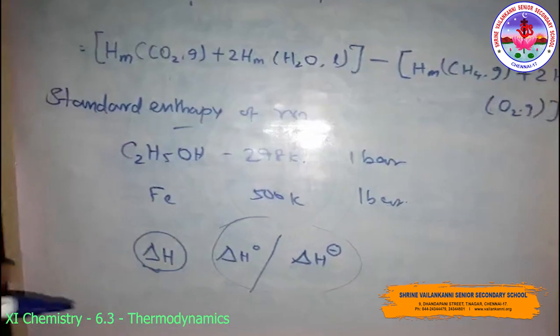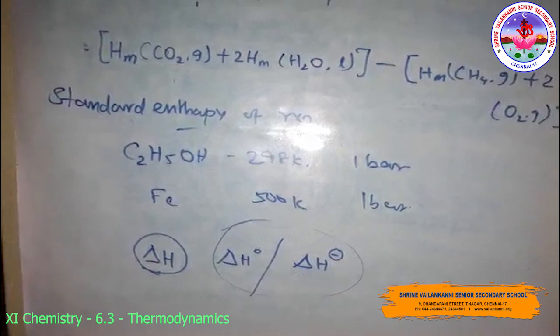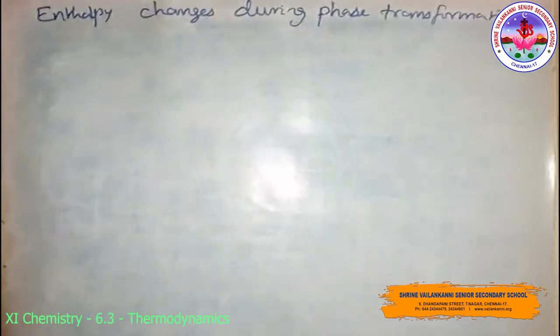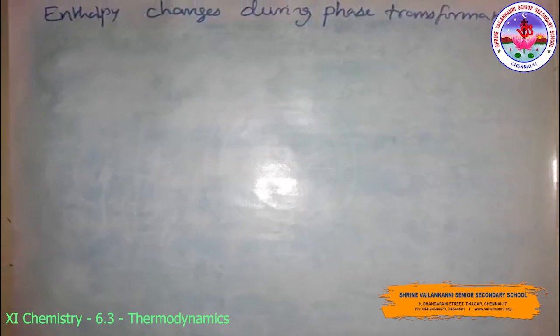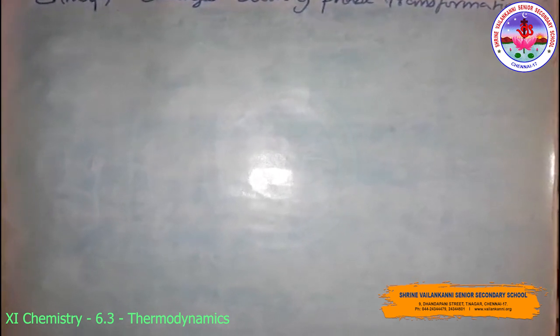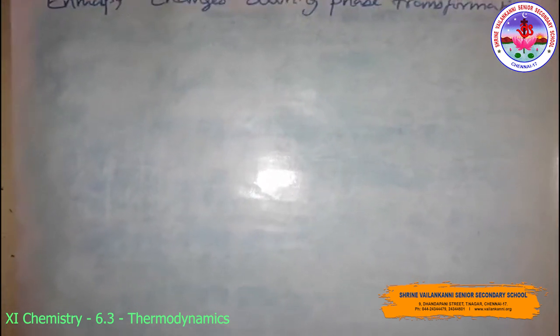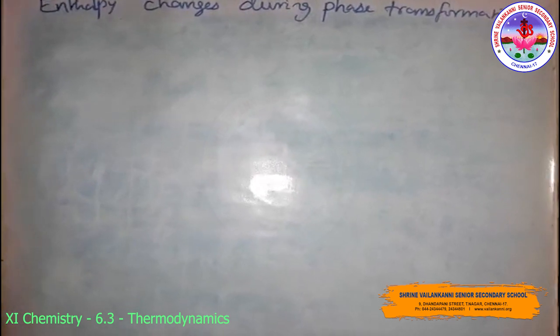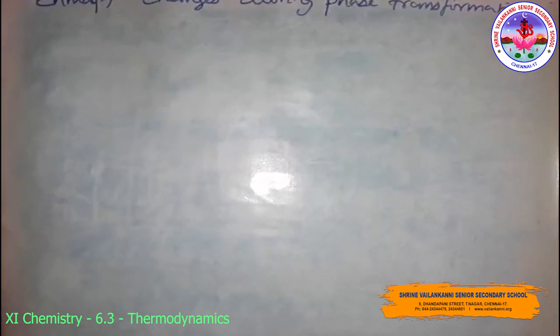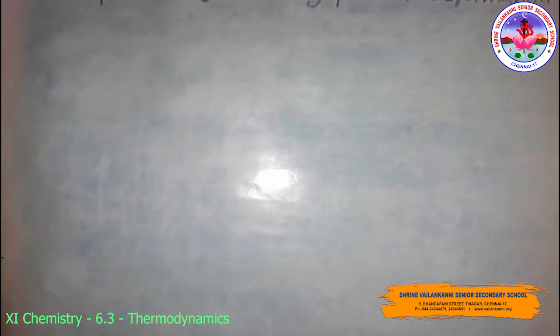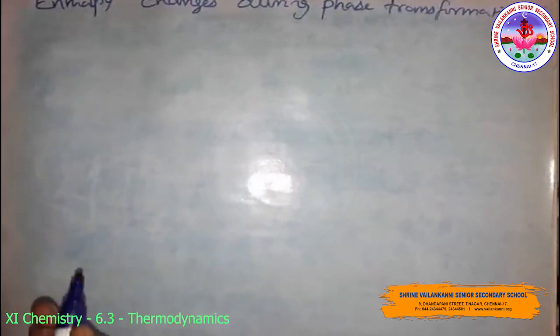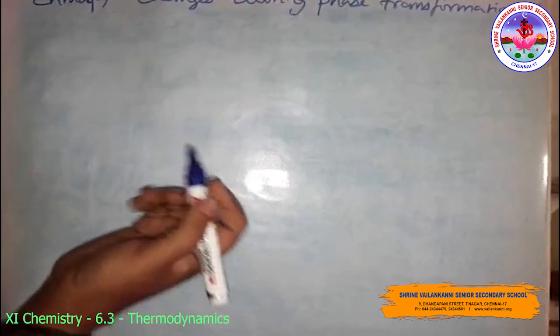Then enthalpy changes during phase transformation. The phase transformation also involves energy changes. For example, ice requires heat for melting. Normally this melting takes place at constant pressure, and during the phase change the temperature remains constant, that is 273 Kelvin.